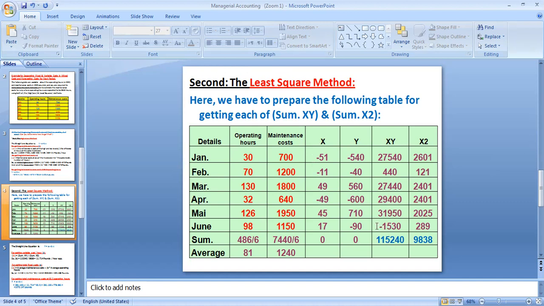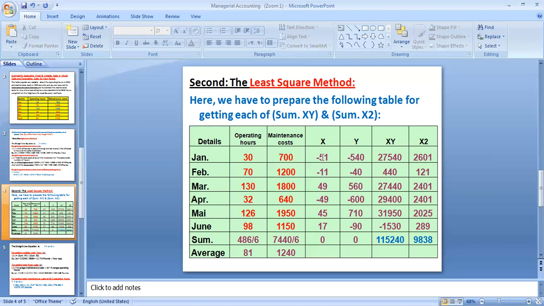Pay attention that for June, it is negative. So you will add all of this algebraically. Algebraic means you will add this total till May, then deduct 1,530. If it is positive, you will add all of them. But if this one, as you see, is negative, you will add algebraically. So this will be positive and this one negative. The result will be 115,240.